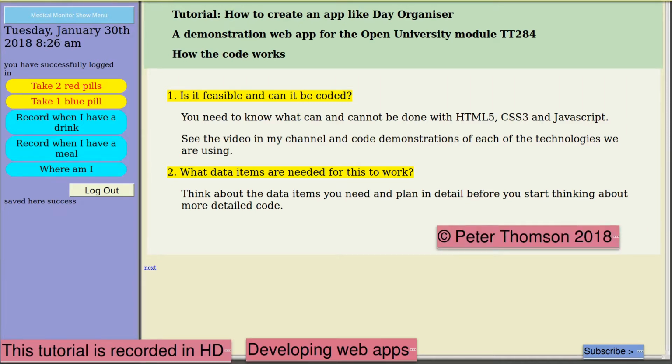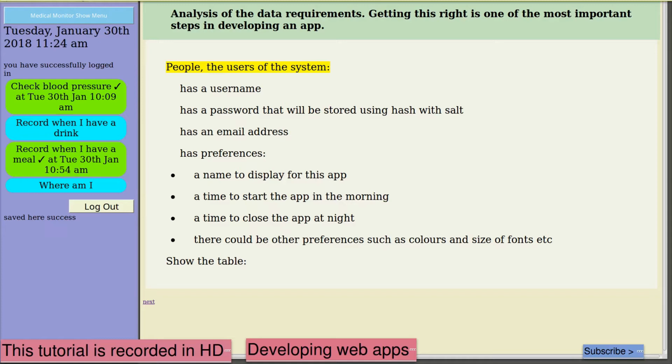I am Peter Thompson. Getting the analysis of the data requirements right is one of the most important first steps in development. People are the users of the system, and each person will have a username, a password, an email address, and a number of preferences, such as a name to display for the app, a time to start the app in the morning, a time to close it down at night, and there could be other preferences such as color, size of fonts, and so on.